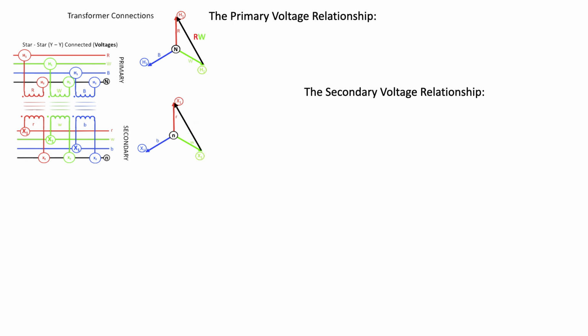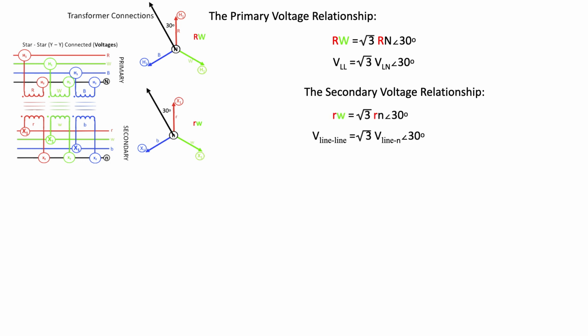The primary and secondary phase-to-phase voltage relationships are both the same with respect to their respective phase-to-neutral voltages. The primary phase-to-phase voltage leads the primary phase-to-neutral voltage by 30 degrees, and the magnitude is √3 bigger. Similarly, the secondary phase-to-phase leads the secondary phase-to-neutral by 30 degrees, and the magnitude is √3 bigger.